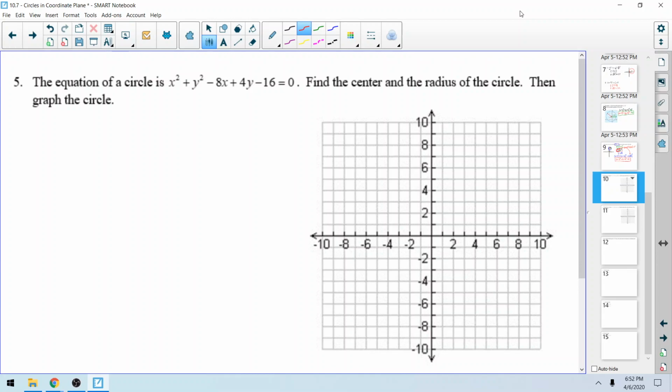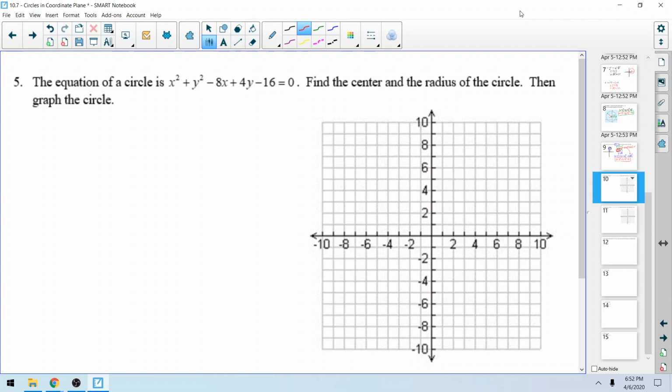Okay, everybody, now that we have a good idea, I hope, of using the standard form of a circle, now we're going to take a look at how we use the general form of a circle and how we're going to make that work for us. Okay, so the equation of a circle is x squared plus y squared minus 8x plus 4y minus 16 equals 0. Find the center and the radius of the circle and then graph the circle.